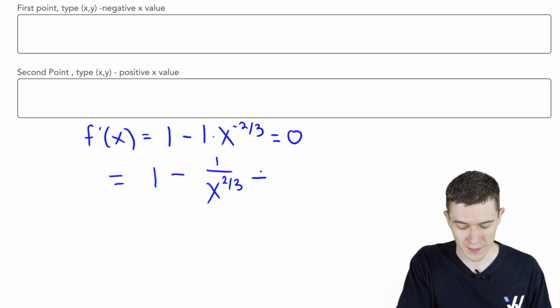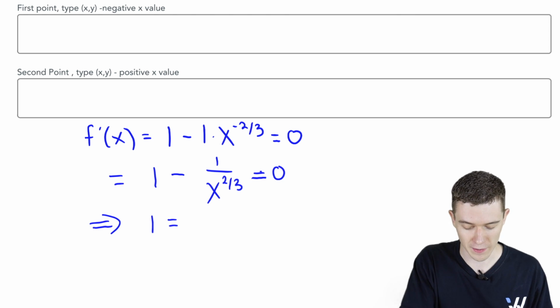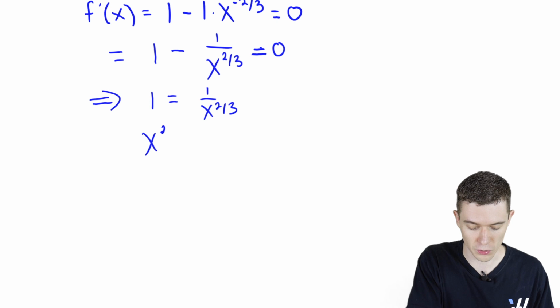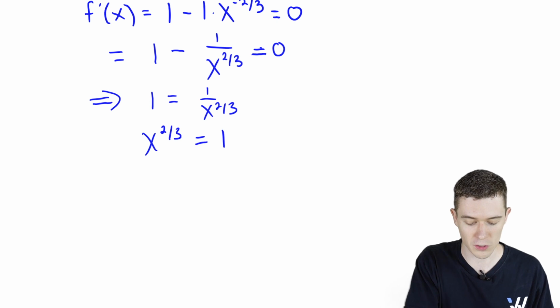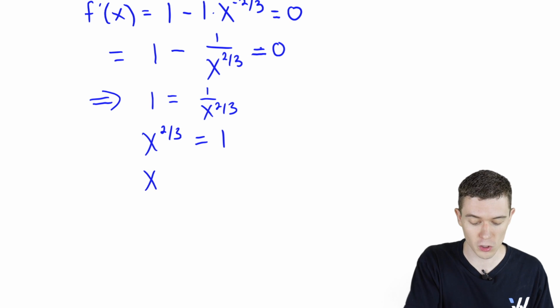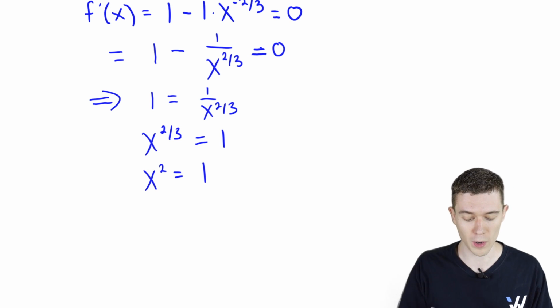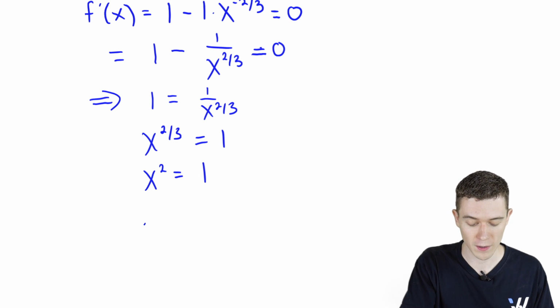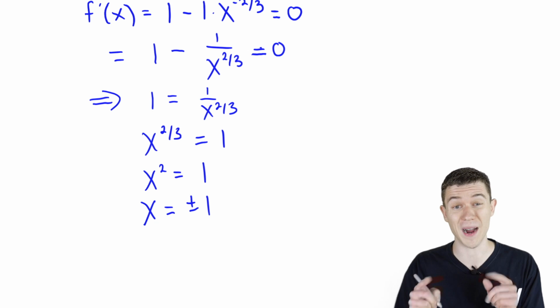And since this equals 0, maybe we can go ahead and just add that x term to the right-hand side. I think we can multiply both sides by x to the 2/3. So we have x to the 2/3 equals 1. We could cube both sides to get rid of that cube root. 1 cubed is 1. And then to solve for x, let's square root both sides. Make sure here the square root of 1 is plus or minus 1.